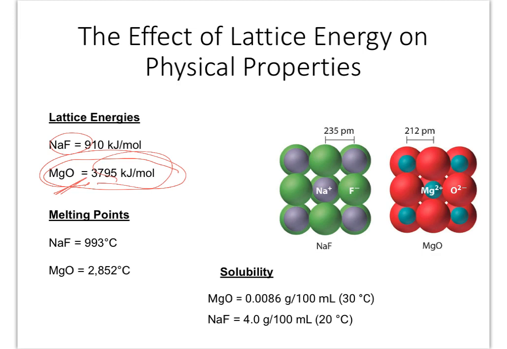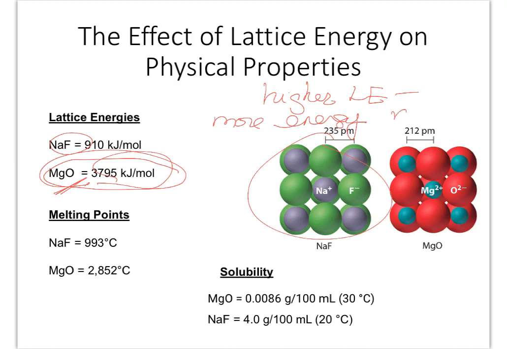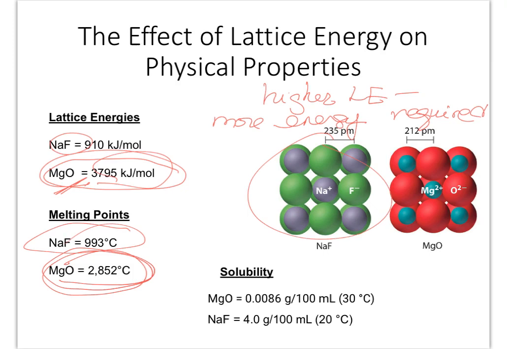What does that affect? Well, think about it. The higher the lattice energy, the more energy required to overcome that attraction. So what does that affect? It affects properties: melting point, boiling point, and solubility. So look how much energy it takes to melt magnesium oxide versus sodium fluoride.